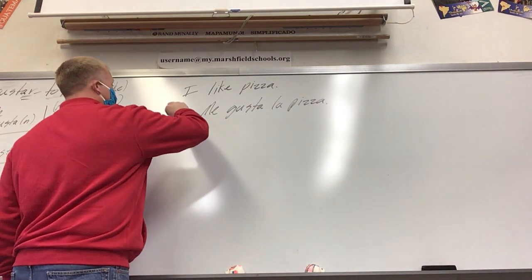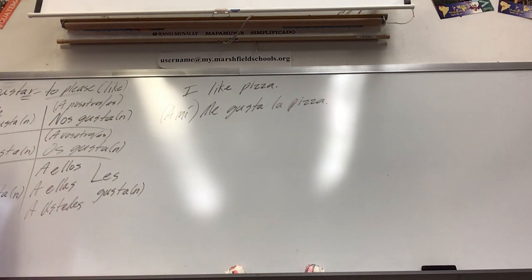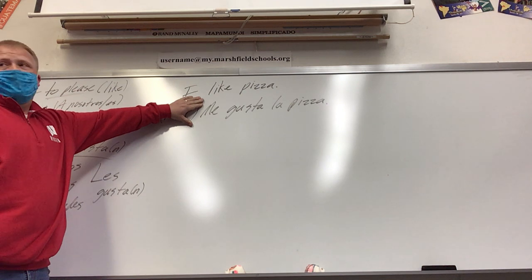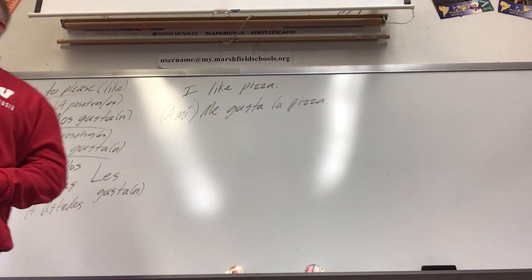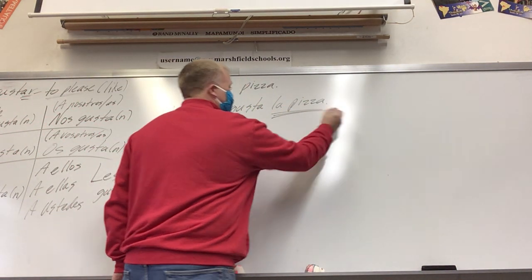So how does the to me part come in there? What can we add? Me. What if I leave it out there? Does it still mean pizza is pleasing to me? Yeah. Or just if I say a mí me gusta la pizza, I like pizza, or pizza is pleasing to me. Our real subject in the sentence is la pizza.